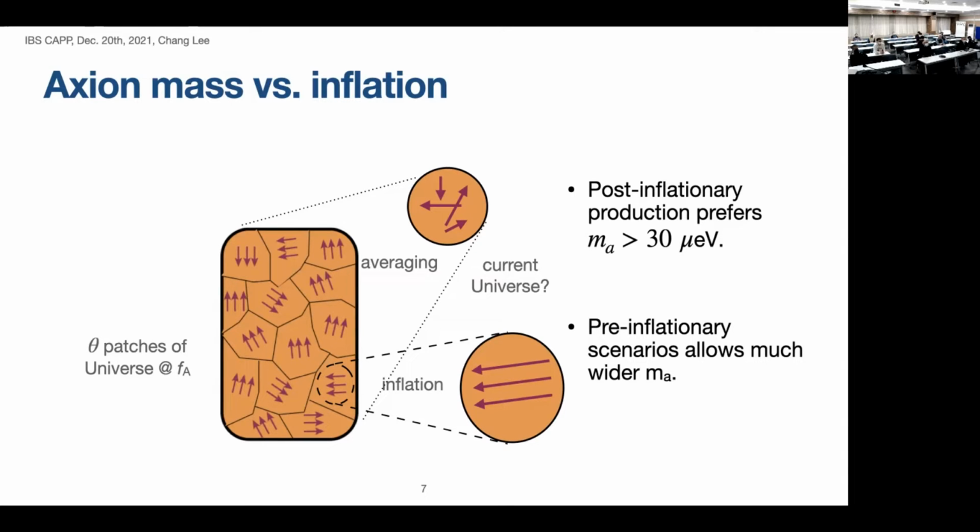On the other hand, if inflation happened before the symmetry breaking, the theta angle we observe today is a single mixture of the possible values. So we cannot have a very small theta angle, and this can better constrain the axion mass. Very roughly, in this scenario we expect the axion mass above about 30 microelectronvolts.